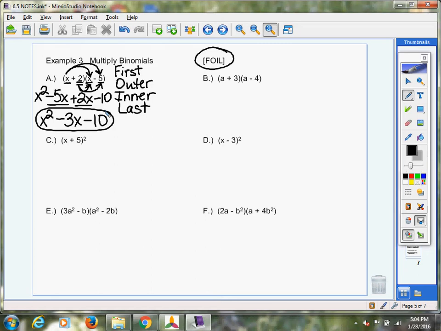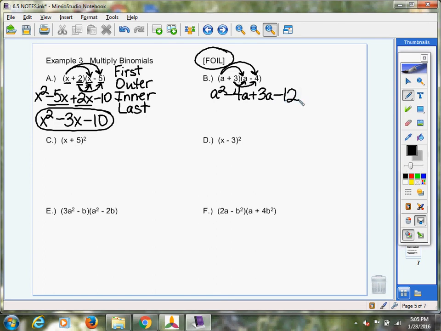Okay, so let me do letter B. Let's do first. A times A is a squared. Outer, A times -4 is -4a. Inner, 3 times A is positive 3a. And last, 3 times -4 is -12. So I did it. I've got 4 terms.